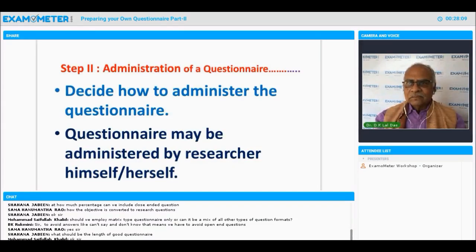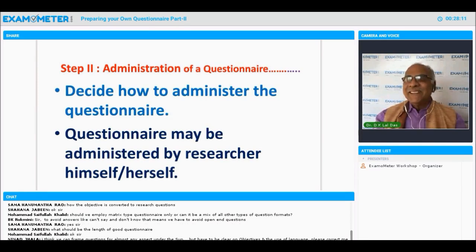What should be the length of a good questionnaire? It's a very subjective question. We can't say what is the good length. But in the morning, I mentioned that a questionnaire with 30 or 40 questions is considered a very good questionnaire. But it's not a rule. It's just a practice that we can collect enough data with 30 to 40 questions. Does this also include demographics, sir? No, demographics are separate. I am talking about the research. Demographics are extra.